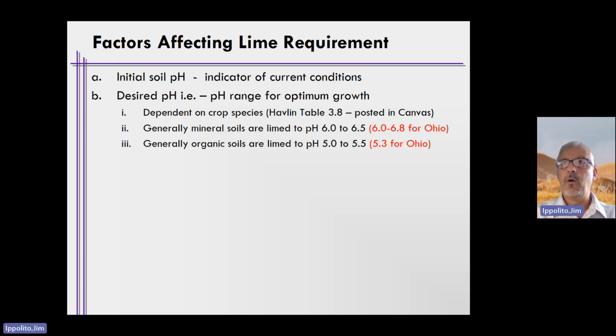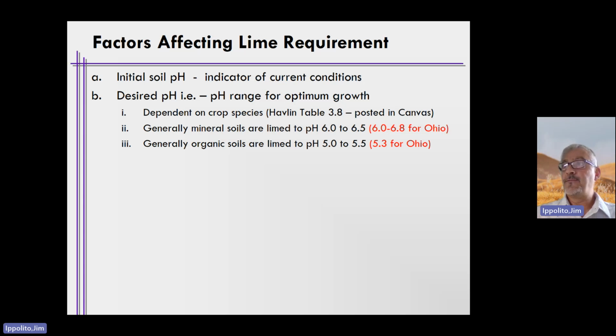Then you need to know what your desired pH is. And that's the pH that's typically optimal for whatever plant or crop you're growing. So it's dependent on crop species. It's dependent on that big table that I shared with you in PDF format at the beginning of this unit. It's posted in Canvas or Carmen Canvas.